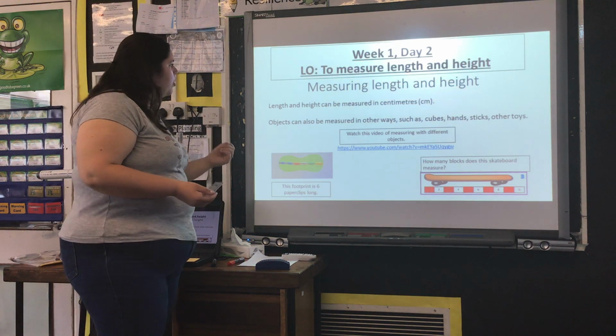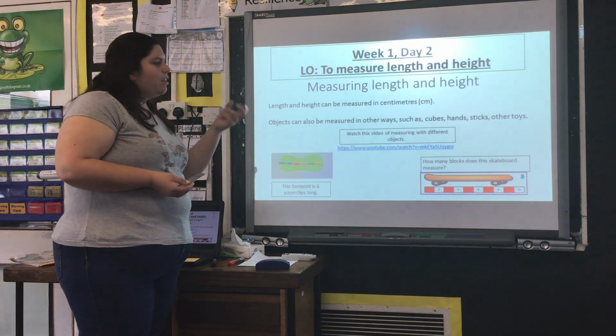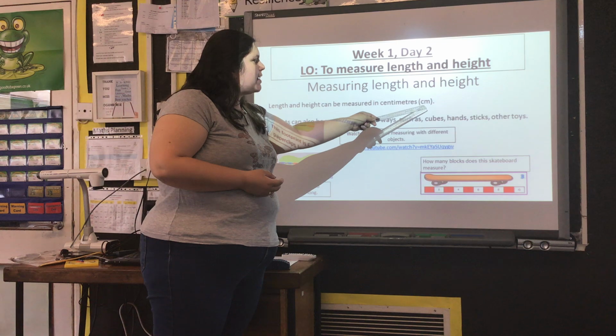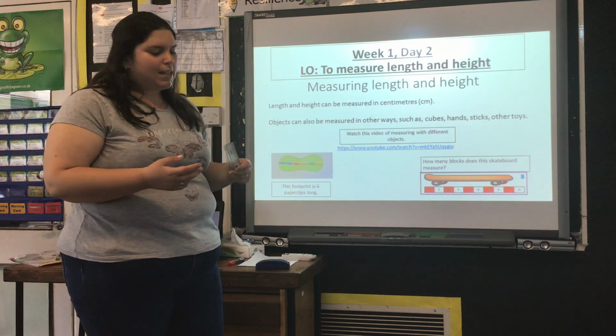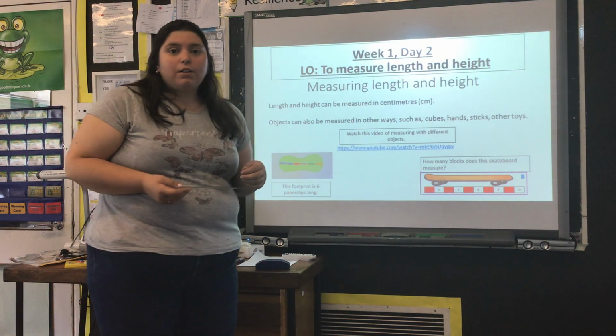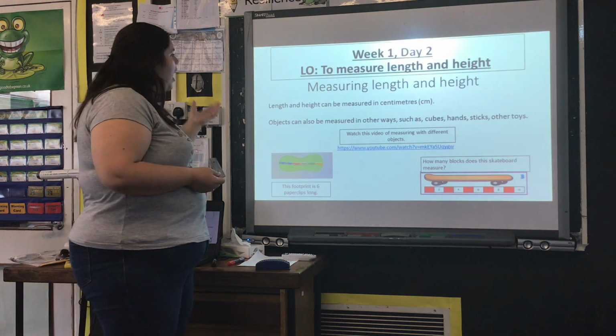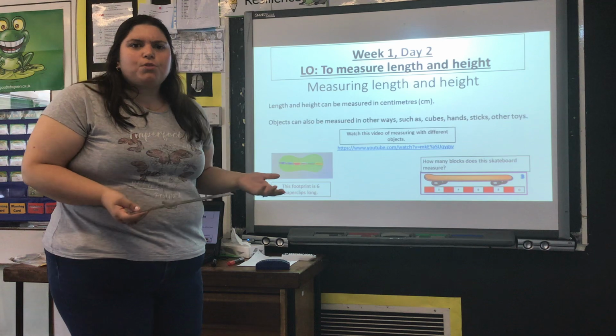So if we have a look, we usually measure length and height in what's called centimetres. And sometimes we might just see cm, and that means centimetres. And you might see that on a ruler. We have those in class, I'm sure you've seen them before. And other ways as well. So we don't just have to use a ruler to measure things.